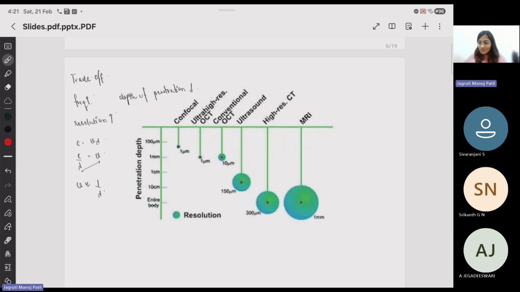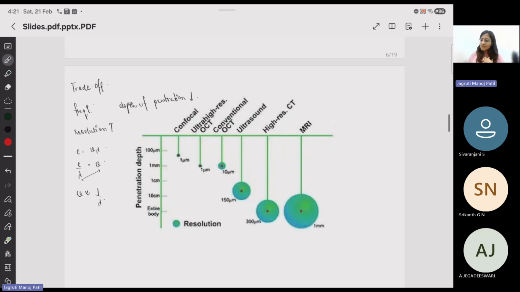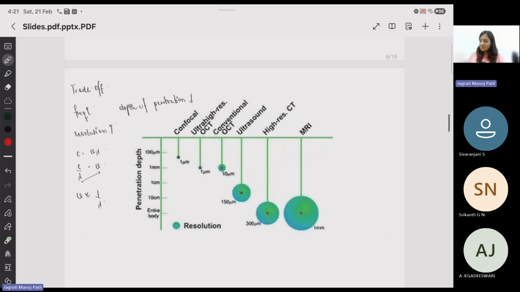There's nothing as good or bad here, but your resolution will be improved when you're looking at superficial structures. However, if your frequency is lesser, then you might prefer to go into abdominal or deeper structures, perhaps cardiology based structures, abdominal imaging and those. Okay, so here we look at penetration depth with respect to resolution.